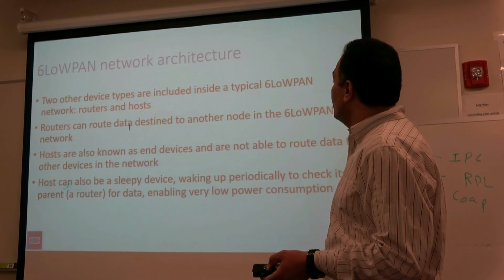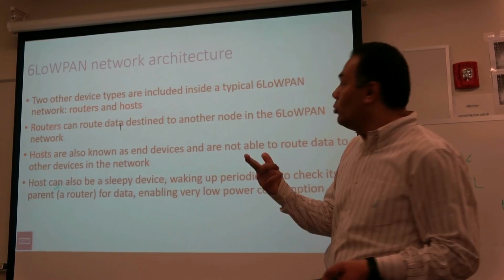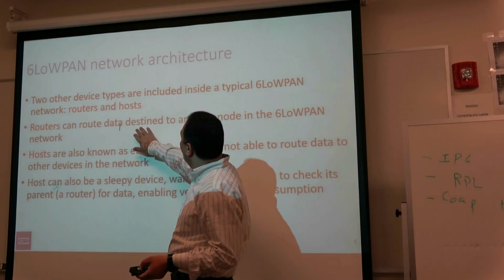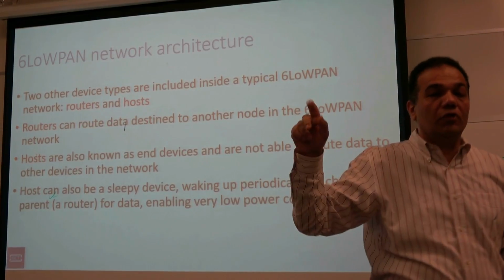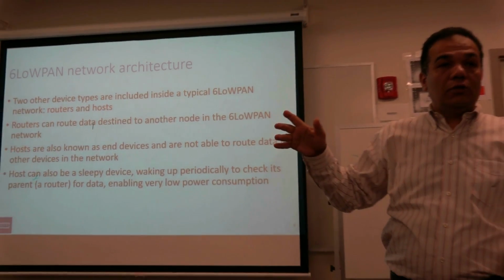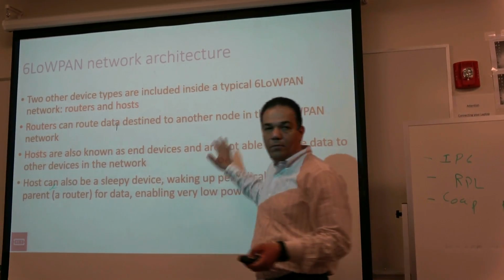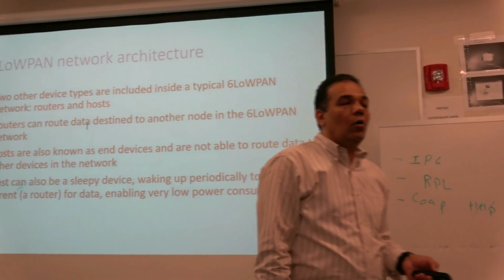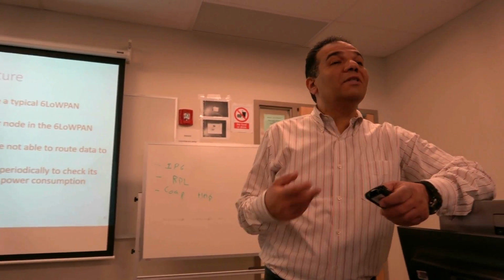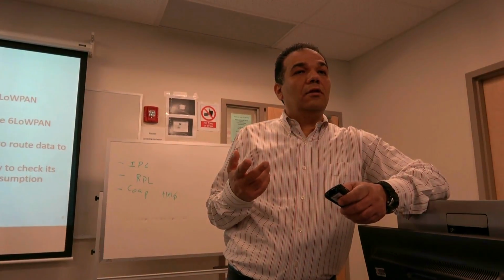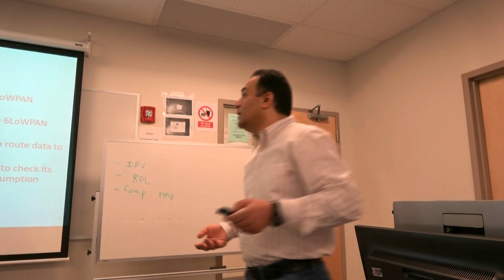Two other device types are included. So we spoke about the edge router. What are the other router and the other devices? Router, okay, which can route data to another node in the network. Call it router. And the other one is host. The other one is host that can only receive data. It's kind of a leaf. All right. So what is the difference between a host and a router? Host receives data. It does not maintain a routing table. But routers maintain a routing table. That's how a router works, maintaining a routing table.